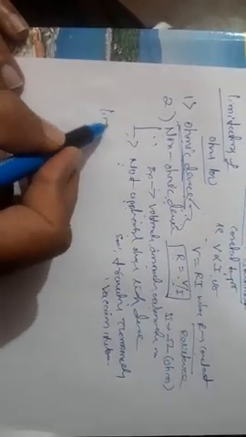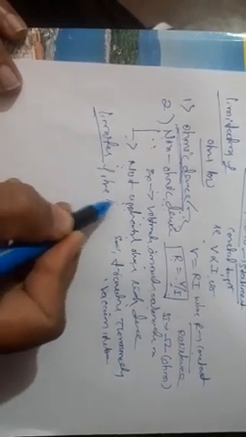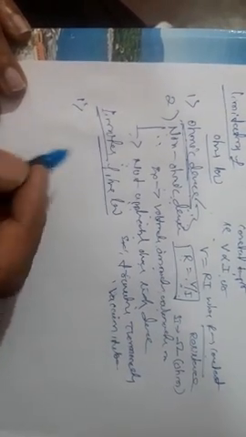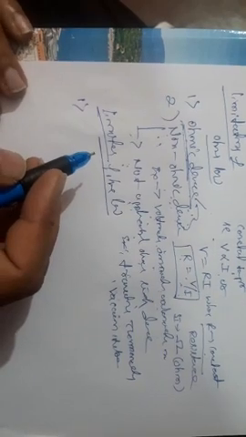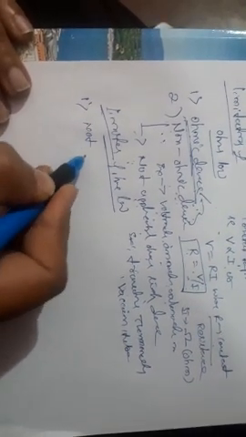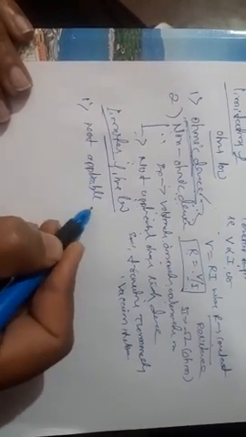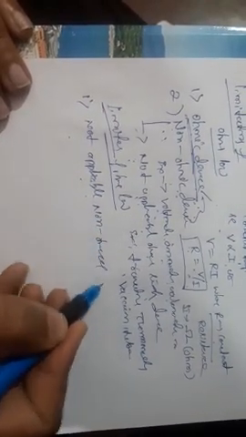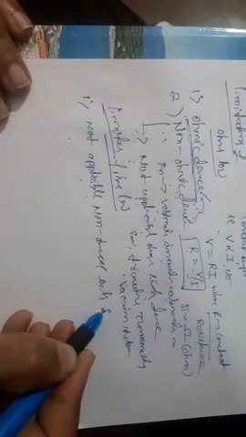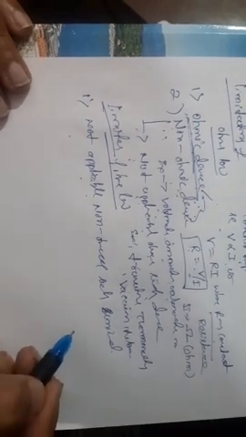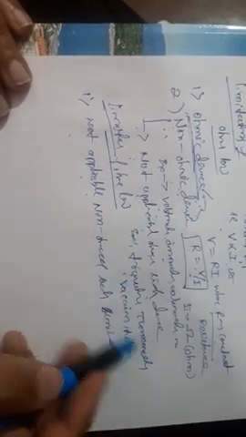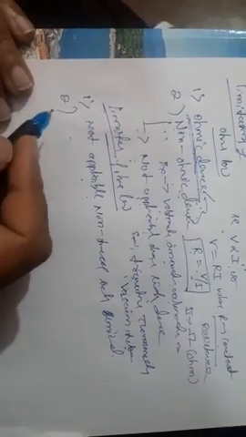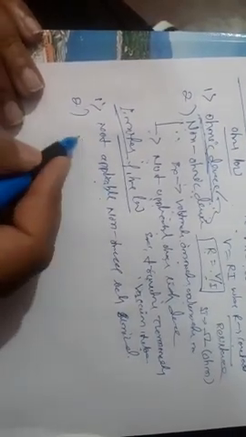And my question is, what are the limitations of Ohm's law? First point: Ohm's law is not applicable for semiconductor devices. It is not applicable for non-ohmic devices such as semiconductors, transistors, thermistors, vacuum tubes. These are called non-ohmic devices. That is one point. It is also not applicable for superconductors.